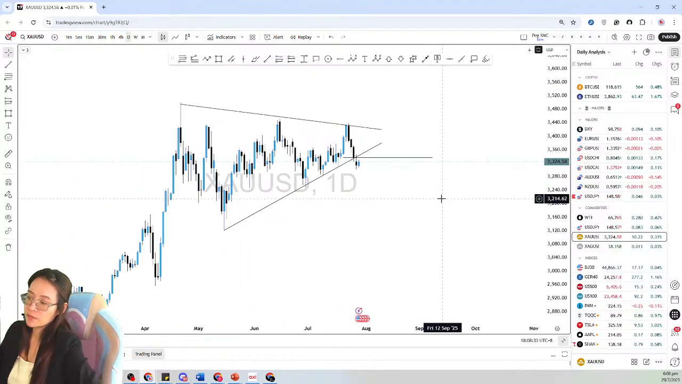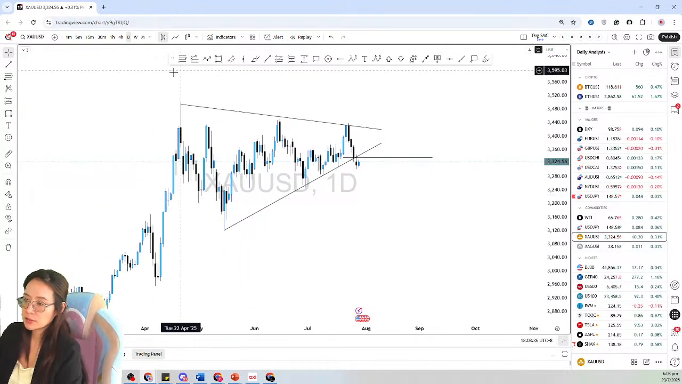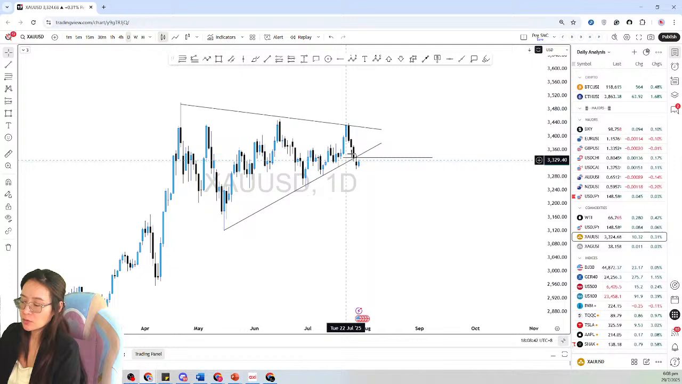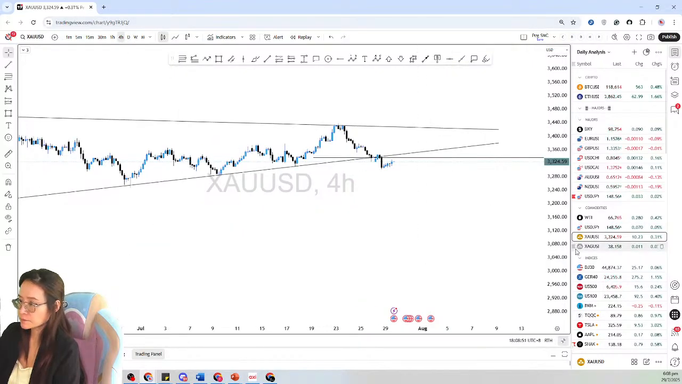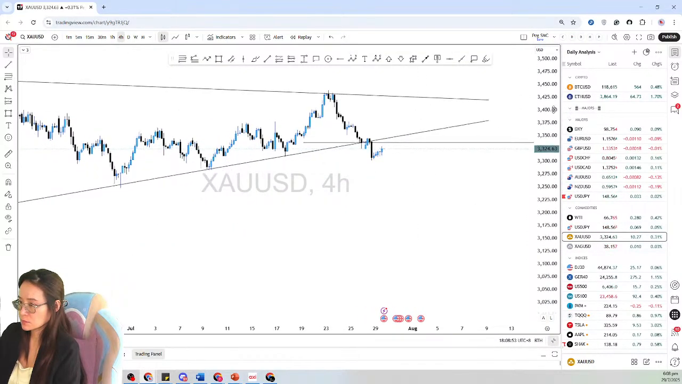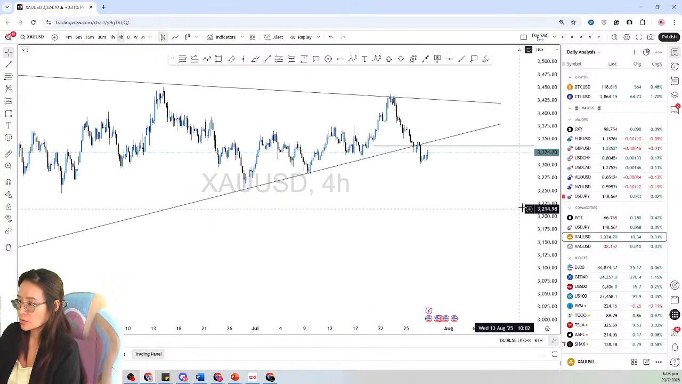Yesterday, let's just say we do the triangle, you can see that gold is currently forming a triangle right here. They break below the trend line. Let's say this is a bullish trend line. They break below like yesterday, they pull back here and then we sell, right? For a trader.